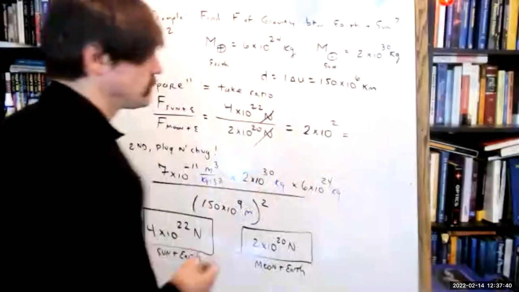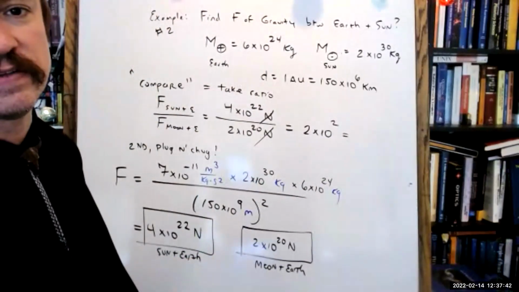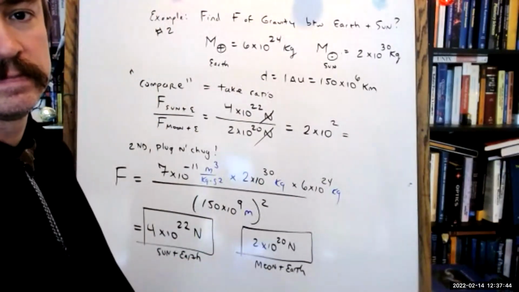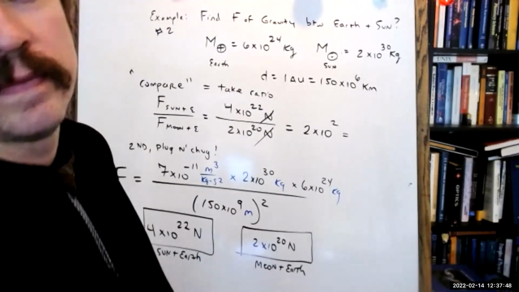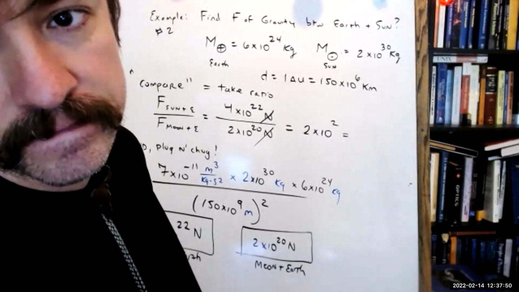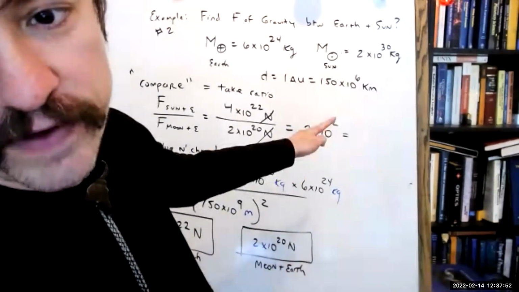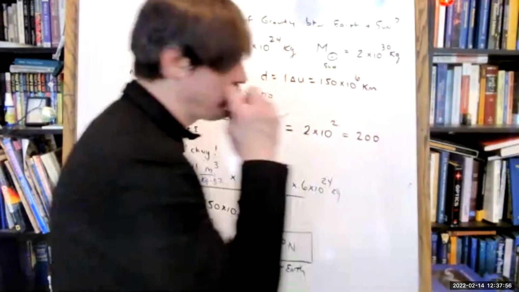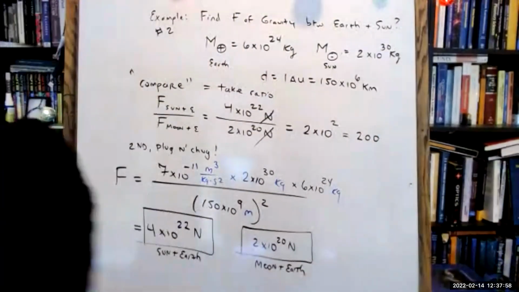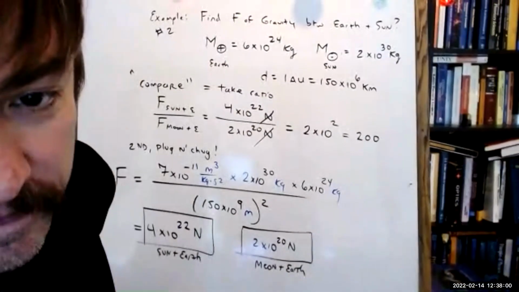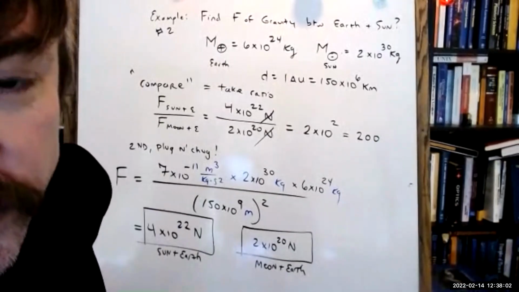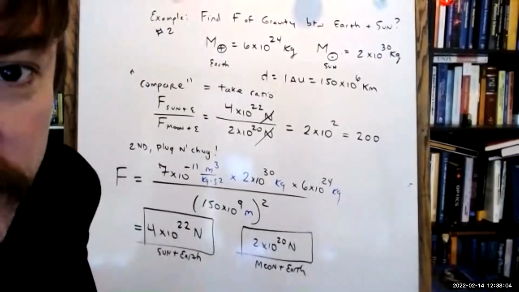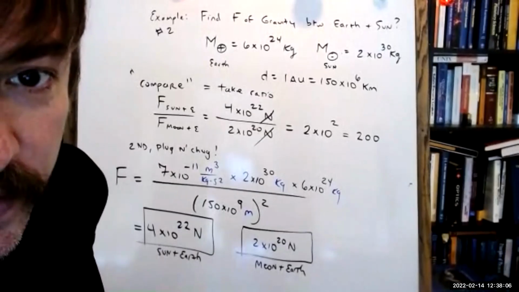What is 2 times 10 to the 2? A ratio? A percentage? As a number, it's 200. Yeah, it's a 2 followed by 2 zeros. And it's not a percentage. Well, you could think of it as a percentage, but that's kind of weird. It's a factor. It's 200 times greater. That's what it means, right?